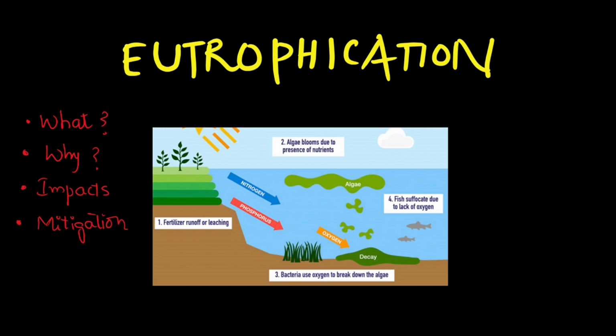In today's lecture, the topic is eutrophication. In this episode, we will see what eutrophication is, why it occurs, what the impacts of eutrophication are, and how we mitigate them. Now moving into the lecture.